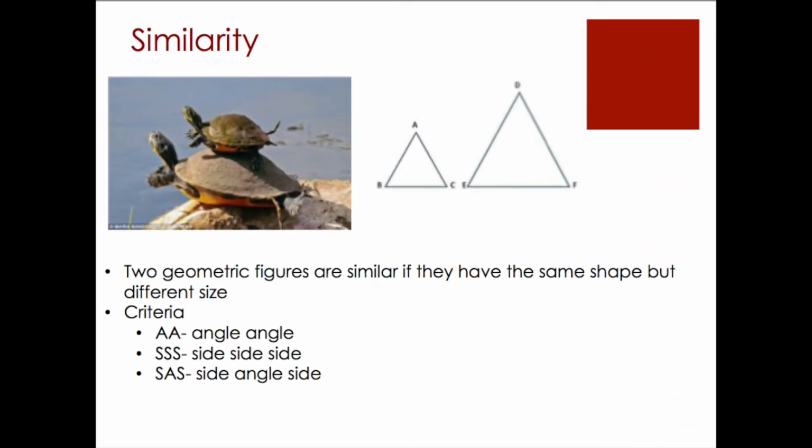Before we begin the actual proof, there's some things we have to go over. For this proof specifically, we're going to need to go over the idea of similarity. Similarity says that 2 geometric figures are similar if they have the same shape but are of different sizes. Some of the criteria includes angle-angle, side-side-side, and then side-angle-side.